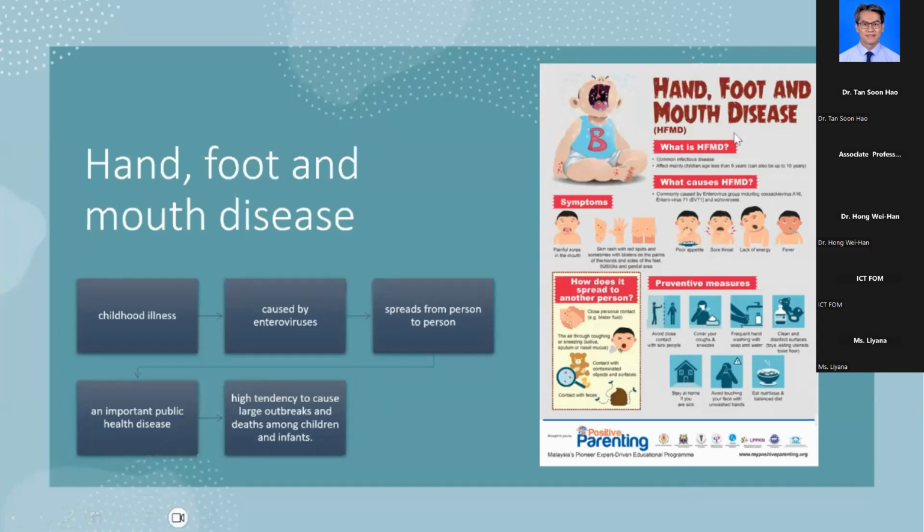Basically, this explains what HFMD is and some of the symptoms. Basically, they have a painful sore throat or sores in their mouth. So usually the children will have very poor appetite during that time and also a high fever and lack of energy, and usually they will have skin rashes with red spots and sometimes blisters on the palms and hands and on the buttocks and genital area.